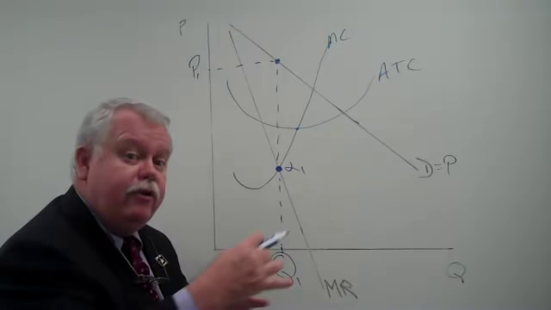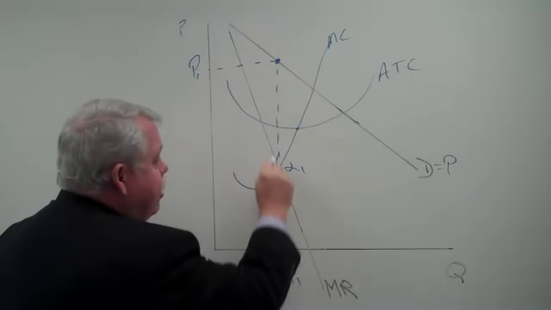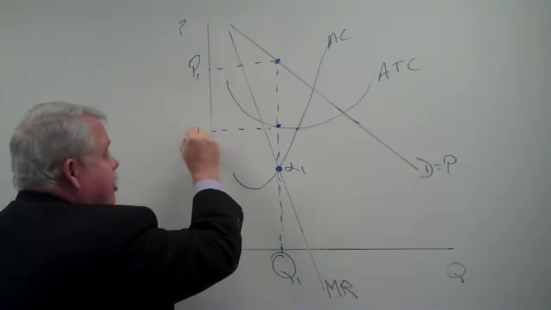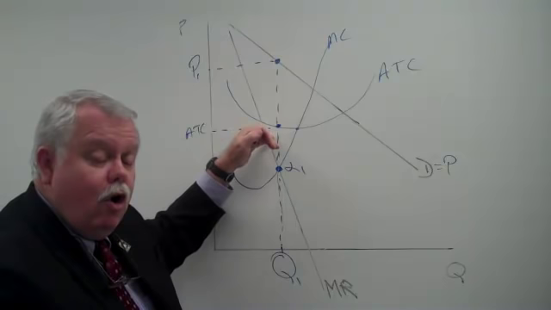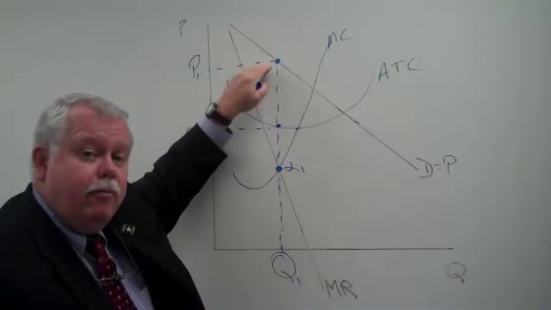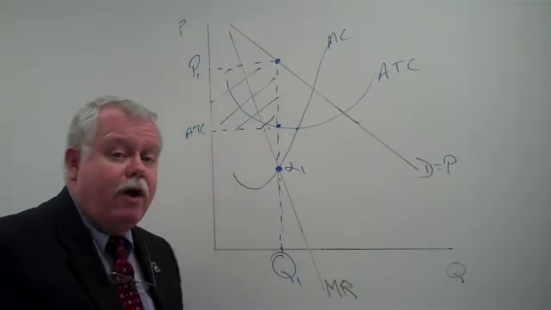Total profit. We read up, and we say, there's the price. We also read up to the average total cost curve and say, oh, this is the average total cost for producing that many units. And so the difference between price and average total cost is either the profit or the loss. In this case, the price is high. It's above the average total cost. So this entire rectangle represents the profits of the company.